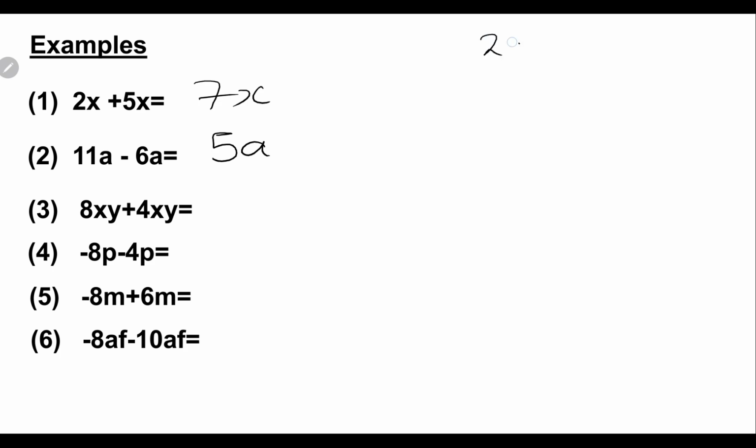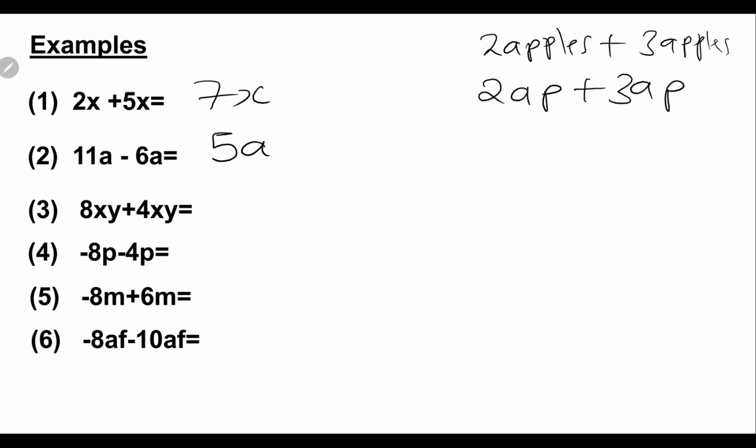So if we have 2 apples, the one we did in the previous one, plus 3 apples, in algebra this can be written as 2ap plus 3ap. So it all depends on what we have chosen to represent the apples. Here we have chosen ap to represent apples. So 2ap plus 3ap, the answer is 5ap.